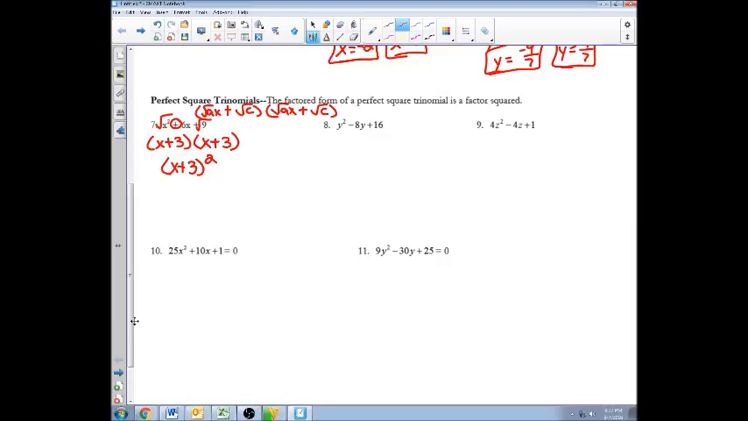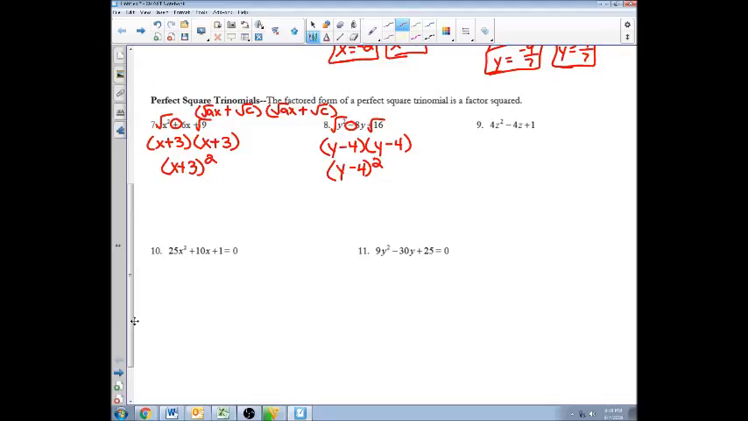On to number 8. Is y squared a perfect square? Yes, it is. Is 16 a perfect square? Yes, it is. It would be 4 times 4. So from here, I'm going to take the square root of y squared, the square root of 16. My signs in this case will be negative because my b value is negative. So it would be y minus 4 times y minus 4. I can rewrite that as y minus 4 squared.